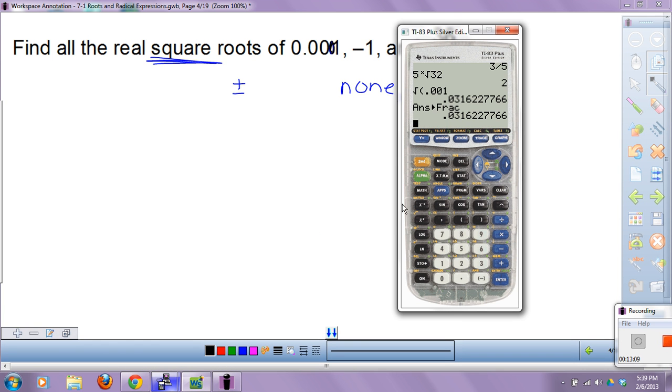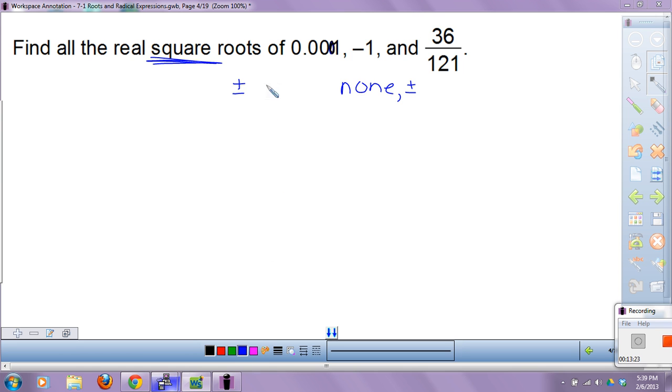Since this gives us a number that doesn't end, that's an irrational number. I want a rational number. So square root of 0.0001. Okay, much better. So that one would be 1/100th, plus or minus 1/100th. Of course, you can't take the square root of -1, and then the last one, you just take the square root of the numerator, which is 6, and the square root of the denominator, which gives you 11.